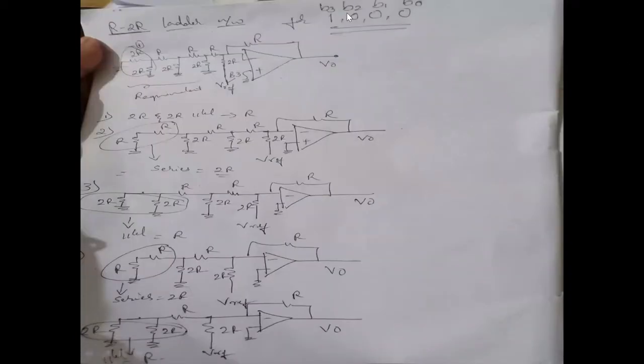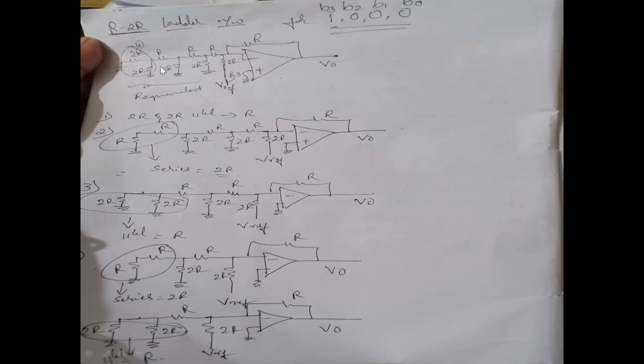Since it is for B3, we will consider it to be B3. So this is your output voltage when your binary B3 input is higher. Similarly, when you consider B2 to be higher and rest all binary inputs to be 0. Suppose B2 is higher and rest all inputs are 0. In that case, this would be high, right?